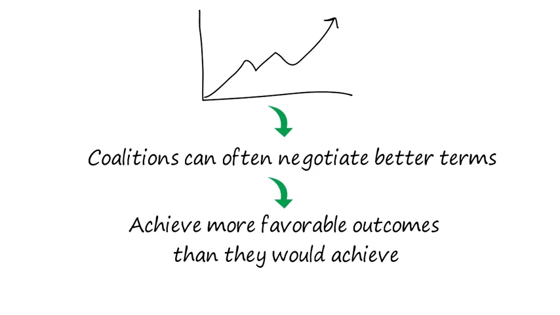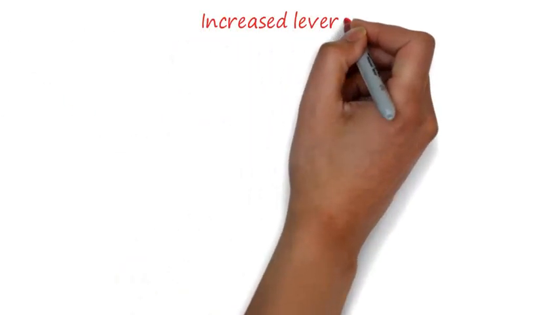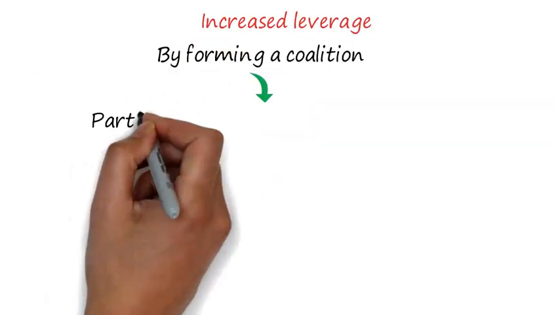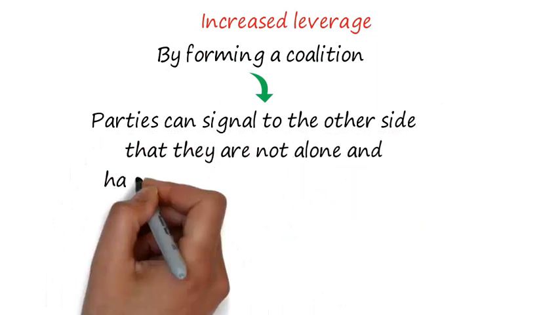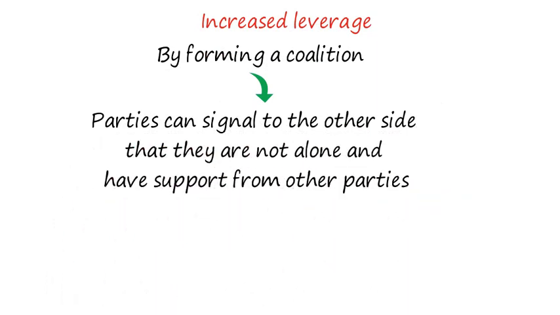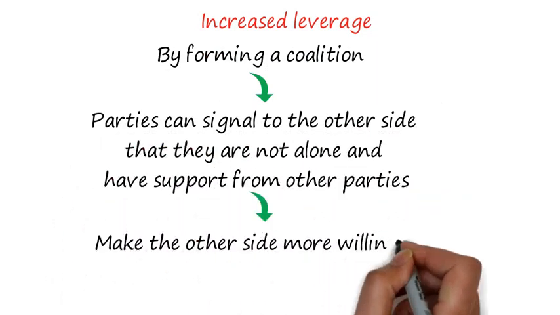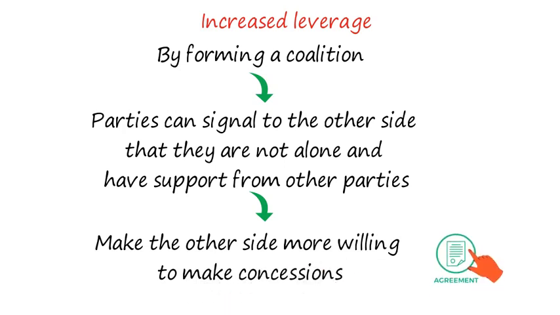Another benefit of a coalition is increased leverage. By forming a coalition, parties can signal to the other side that they are not alone and have support from other parties. This can make the other side more willing to make concessions and come to an agreement.